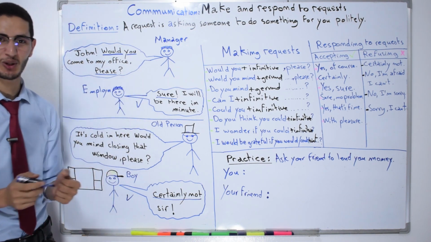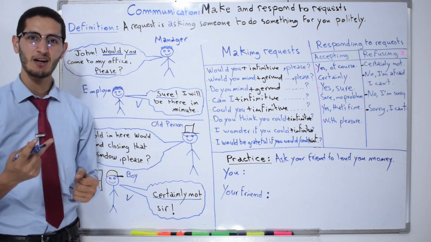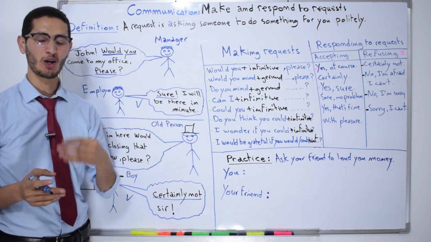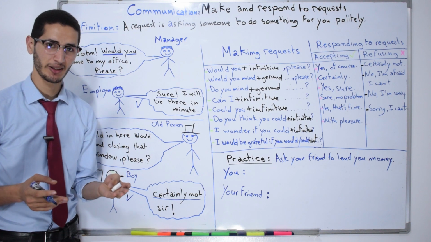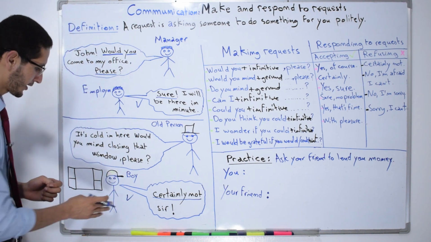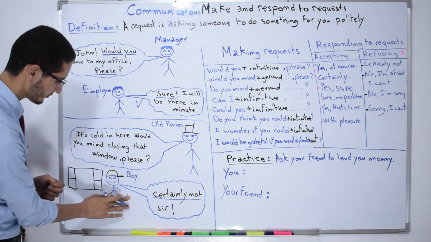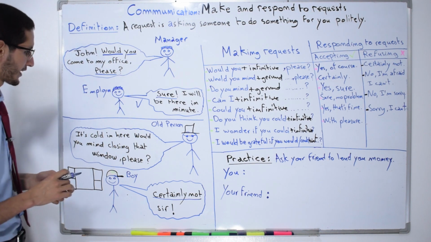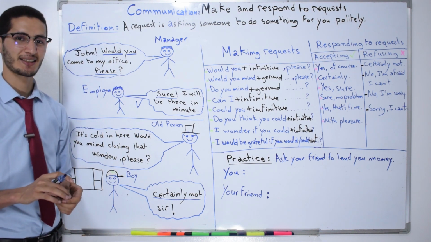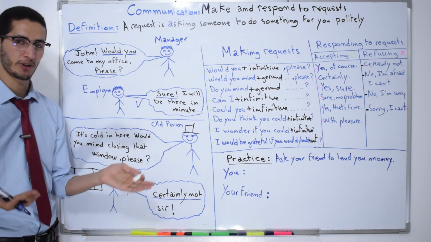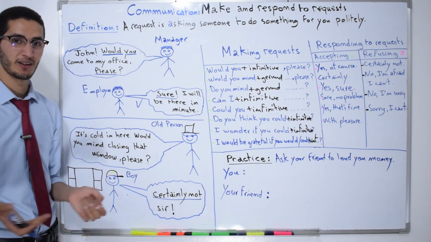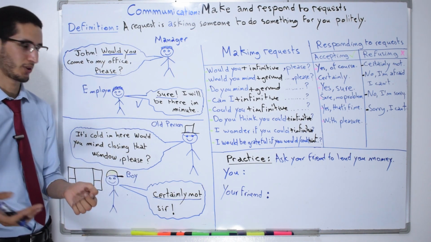He accepted the request. Okay, the second conversation is between an old person, an elderly person, and a boy. Okay, so here, the elderly person is feeling cold, and thus he's asking the boy to close a window in, for example, a waiting room somewhere, or just in the house, right?